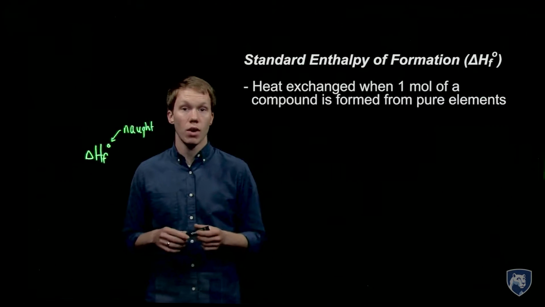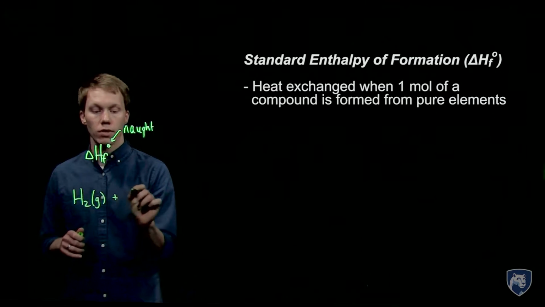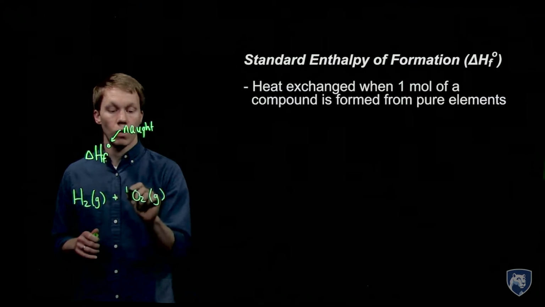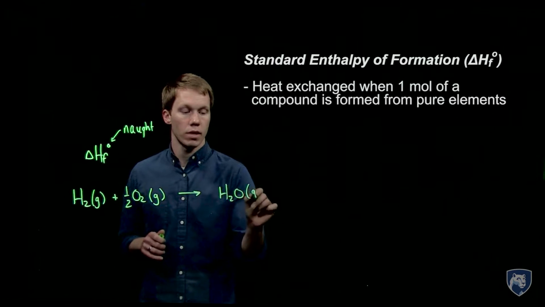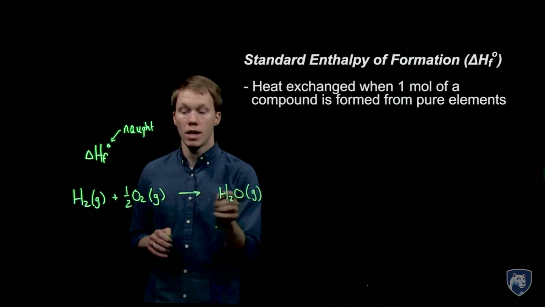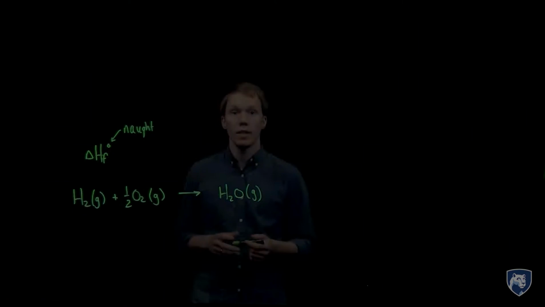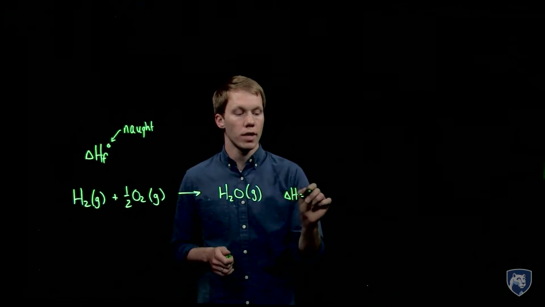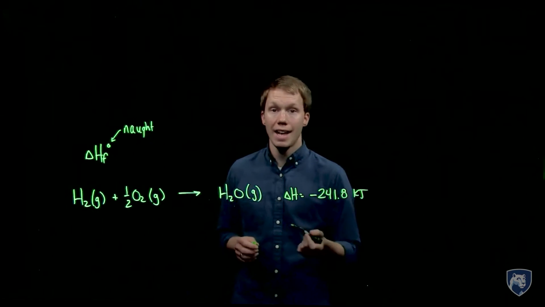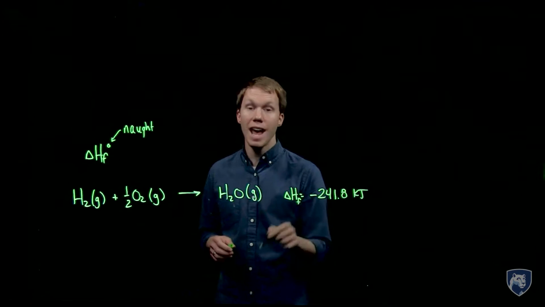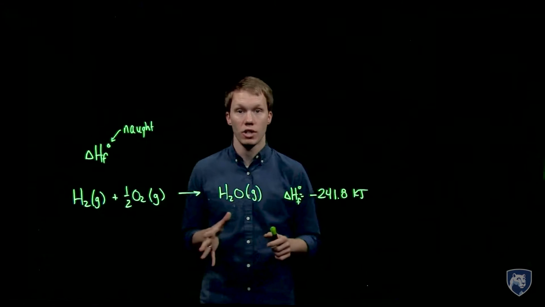So we've seen this already before. H2 plus O2, 1/2 O2 technically, to give water. So we have 1 mole of a compound being prepared from its pure elements. The delta H for this reaction, if you remember, is negative 241.8 kilojoules. And so this could be labeled as a delta HF for water. And we can put the naught there if we're under the standard state conditions.